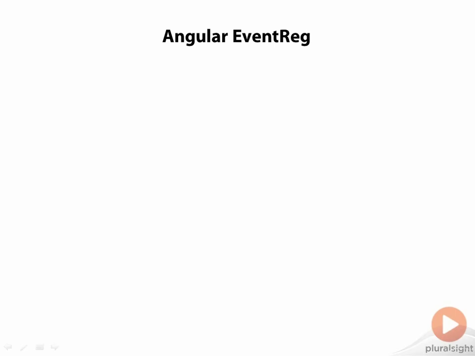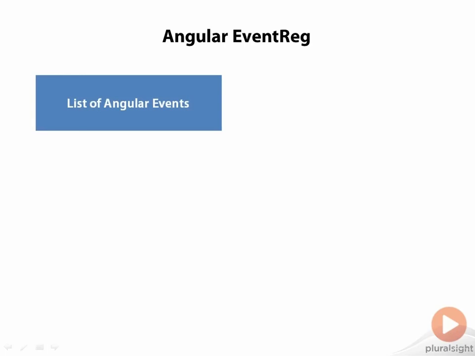Event Reg is an application for creating and viewing Angular events or conferences, and for viewing and voting for the sessions available at these events. So the first major feature of Event Reg is the ability to show a list of Angular events. From that list, the user can click on an event to see that event's details, including a list of sessions and the details on each session.